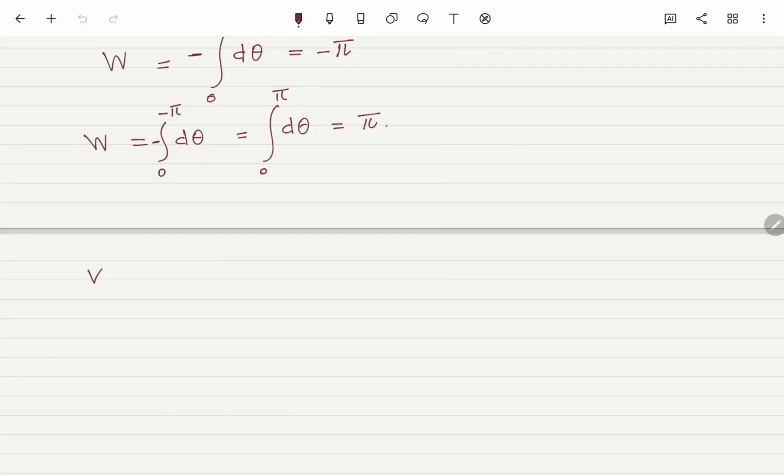Back to the del operator, this one. We mentioned that the del operator may apply on a scalar quantity, and this quantity is called gradient, like gradient φ. As another application for the del operator, when it applies on another vector with a dot product, this quantity here is called divergence.